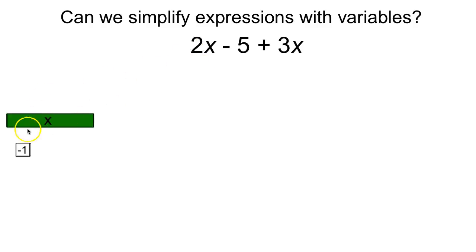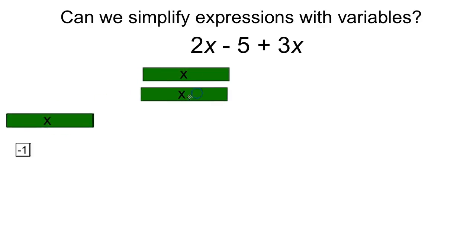So 2x, I'm going to pretend that this rectangle over here is equal to an x. So I can move it, 1x, 2x right there. Then we have minus 5, right? It's not minus 5x, it's just minus 5. So these smaller ones will equal negative 1. So I'll move 5 over there. Let's see, so that's minus 1, minus 2, minus 3, minus 4, and minus 5.